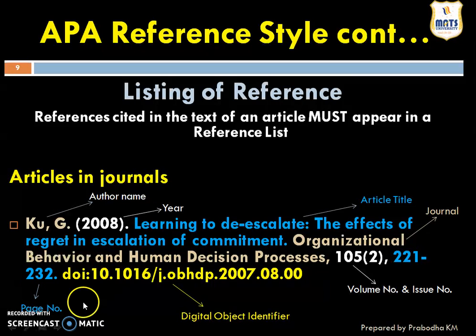page number. And it is the latest thing that is known as digital object identifier. It is the single destination source we can directly write. It is known as DOI. This is the one example how to list any article in a journal.